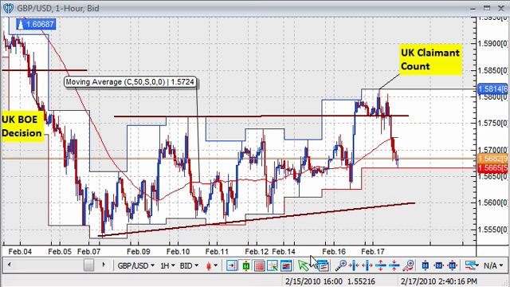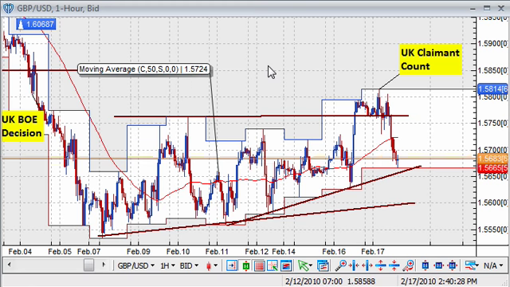However, we could plot a bit of an upward sloping support trend line, which we stayed above, though we did move below our 50-period moving average. So we have slid back into this consolidation zone we have been following the last 2 weeks.